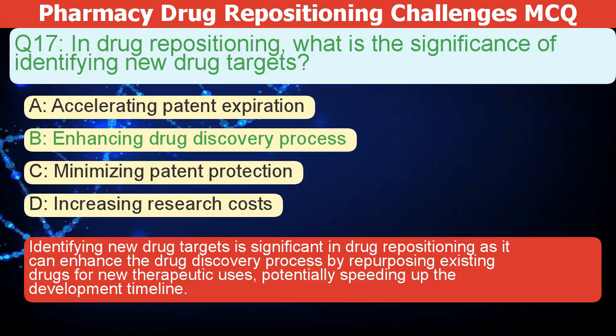Identifying new drug targets is significant in drug repositioning. It can enhance the drug discovery process by repurposing existing drugs for new therapeutic uses. This potentially speeds up the development timeline.